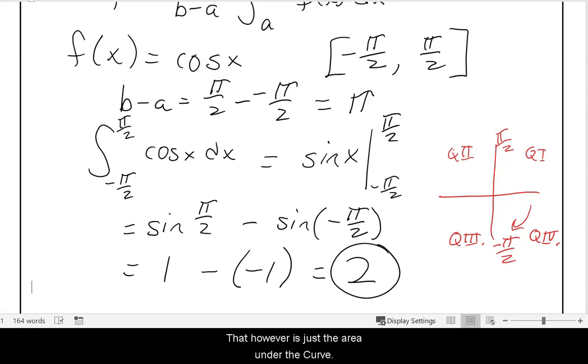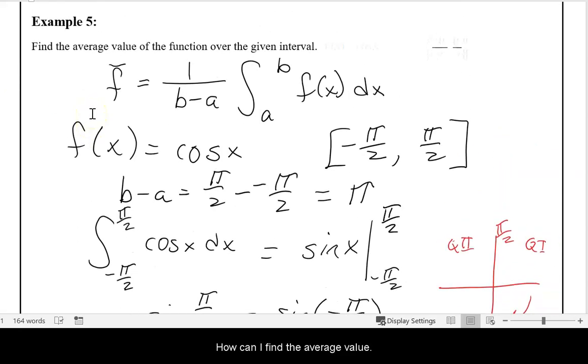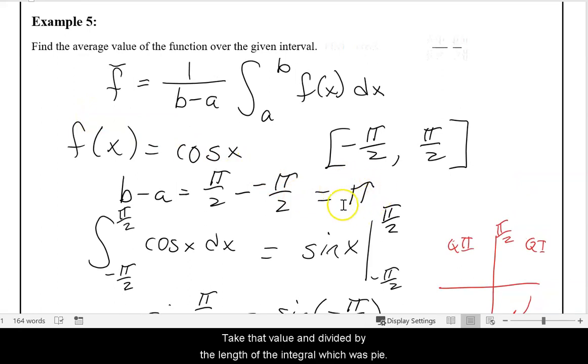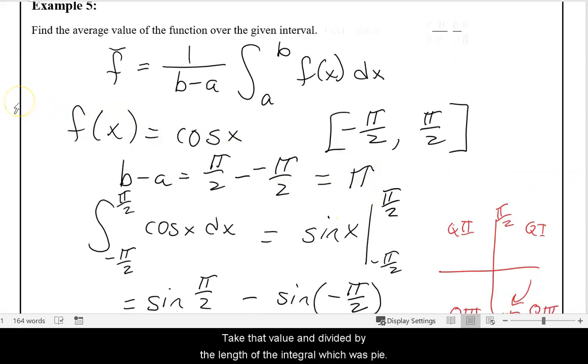That, however, is just the area under the curve. How can I find the average value? Take that value and divide by the length of the integral, which was pi.